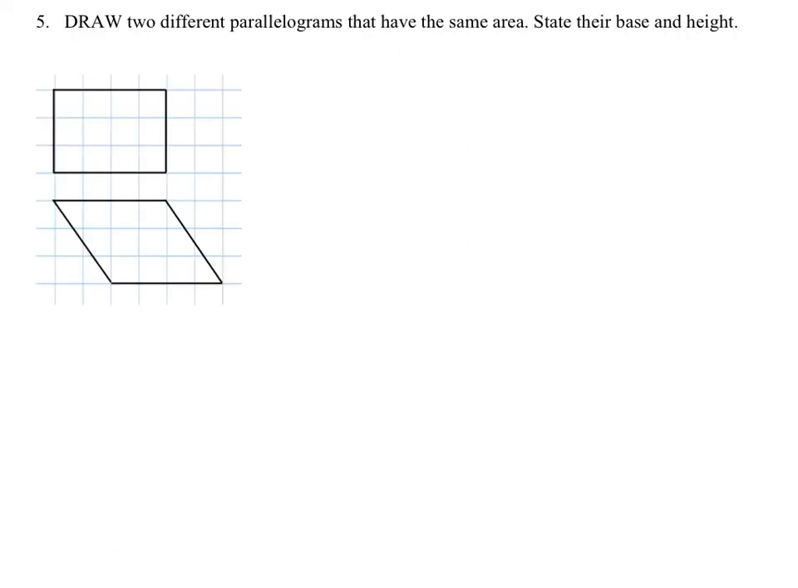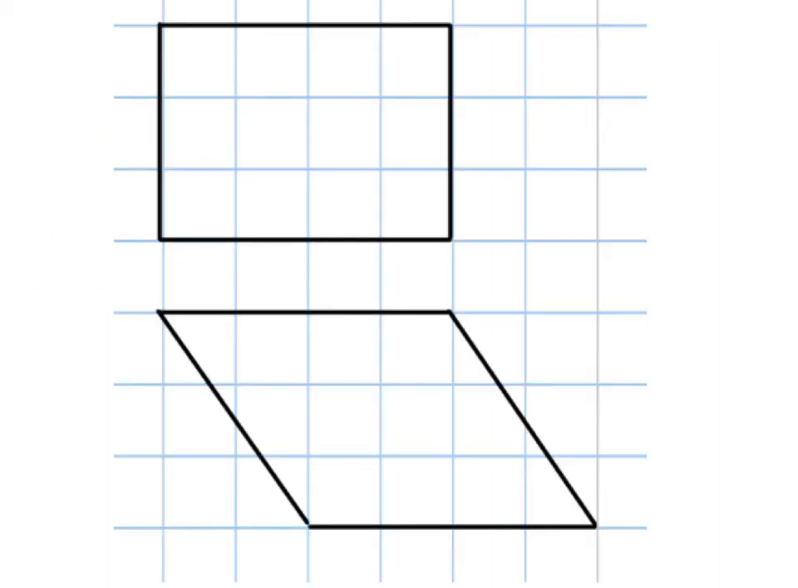Alright, it says to draw 2 parallelograms, but we've already drawn them for you, which is extremely generous. Let's go ahead and state the base and the height for both of these. So let's go ahead and label this. The rectangle has a base of 3 and a height of, that's not 3. Thank you, that's 4. And the height is 3, that's better. Okay. This parallelogram has a base of 4, and its height, we're just looking at how tall it is at a 90-degree angle, is 3 also.